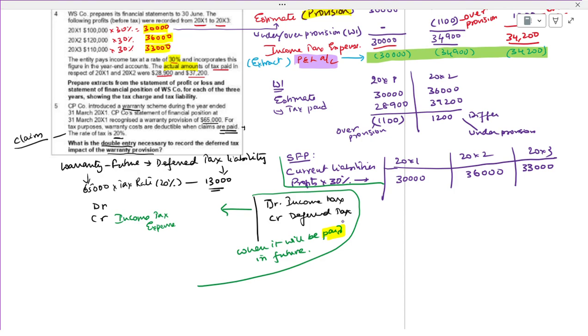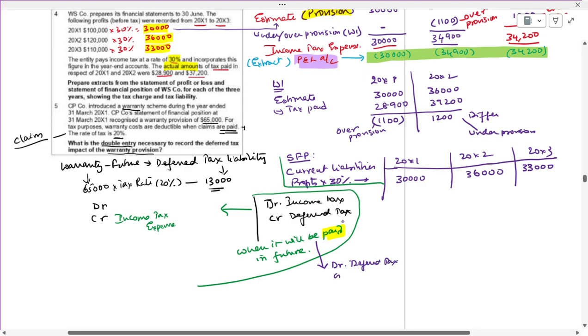This is next. What will happen to this again? Now debit will be deferred tax, credit will be bank or cash. The steps are very important. When you are making a provision, what do we have to do, and when we are making a payment, what do you have to do?